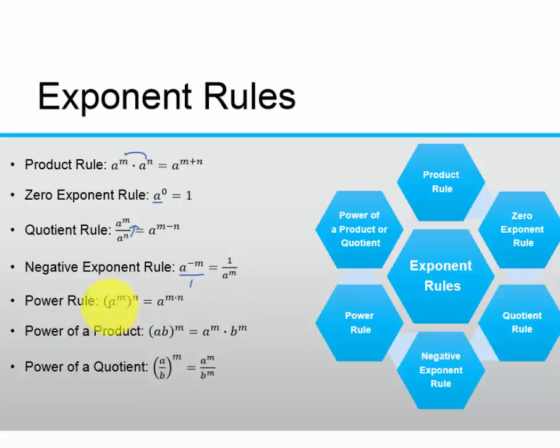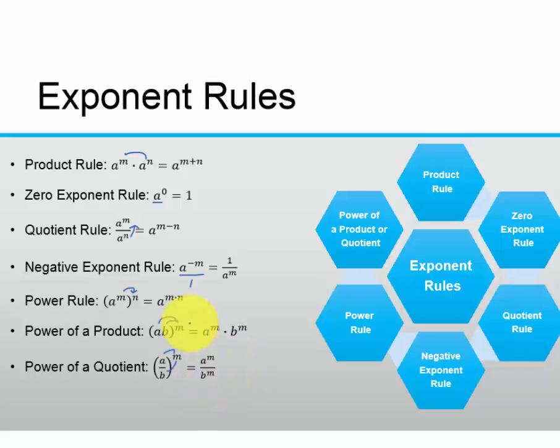With the power rule, we have a base raised to a power, which is then raised to another power. So a to the m raised to another power means we are multiplying the exponents. With power of a product, that simply means we have more than one base that's raised to the power. So make sure that each base that's in the quantity is raised to the power. And finally, power of a quotient simply means we're starting with a fraction raised to a power. So both the base in the numerator and the base in the denominator will be raised to that power.